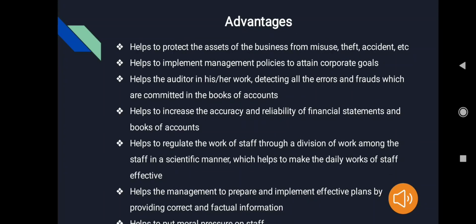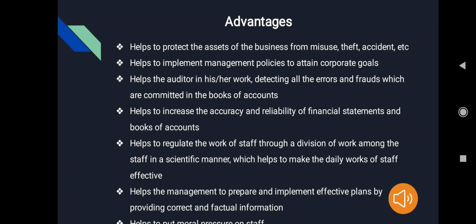The advantages of internal control, which is helps to protect the assets of the business from misuse, theft, accident, and others. It also helps to implement management policies to attain corporate goals, and helps the auditors in his or her work detecting all the errors and fraud which are committed in the books of accounts. It also helps to increase the accuracy and reliability of financial statements and books of accounts.